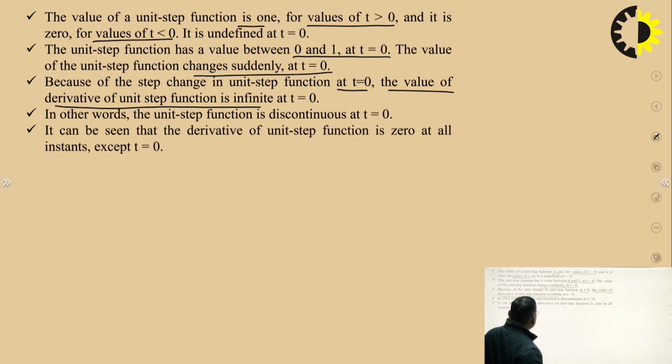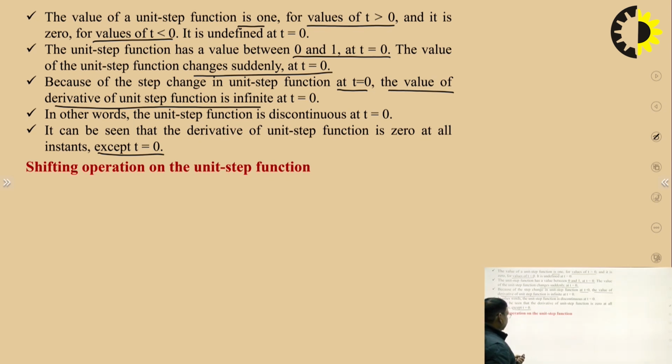It can be seen that the derivative of the unit step function is 0 at all instants except at t is equal to 0. At t is equal to 0, its value is infinite. And for t greater than 0, it is constant with magnitude 1. If we differentiate a constant, we get the value 0.